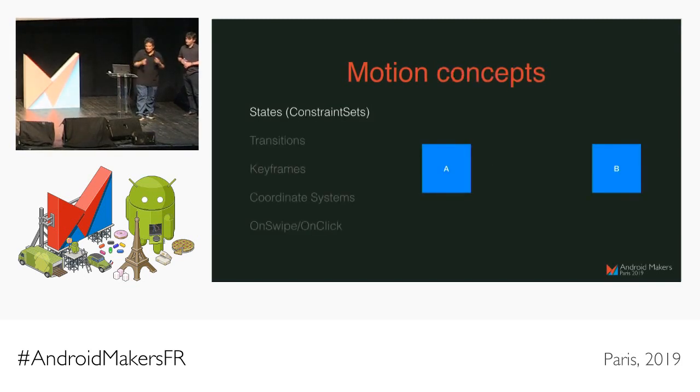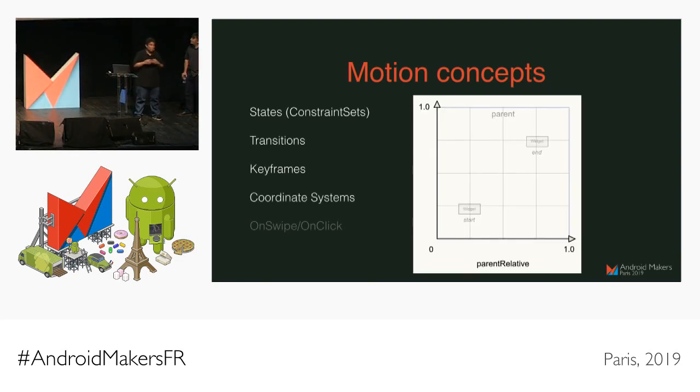So the key concepts here are that you have two states represented by constraint sets, A and B in this case. And then you have a transition which takes you between those two states. You can manipulate those transitions with keyframes, and that transition might go straight normally, but you can distort it.